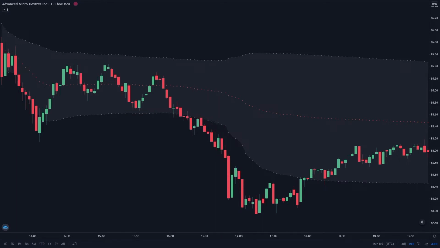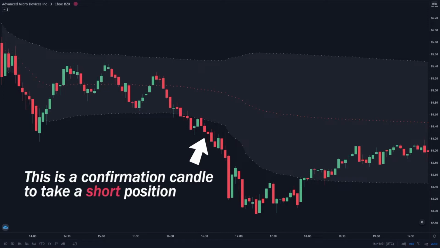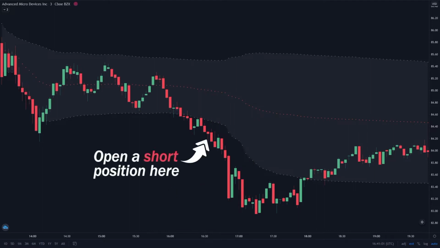But notice what happens next. This candle here closes below these directionless candles. So this would be my confirmation that the price might explode to the downward side. So I take a short position here.